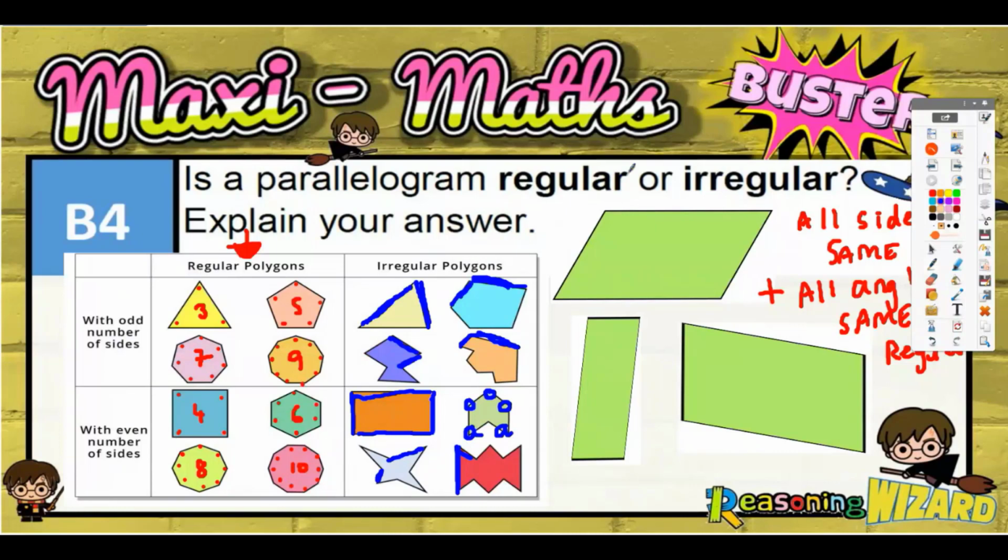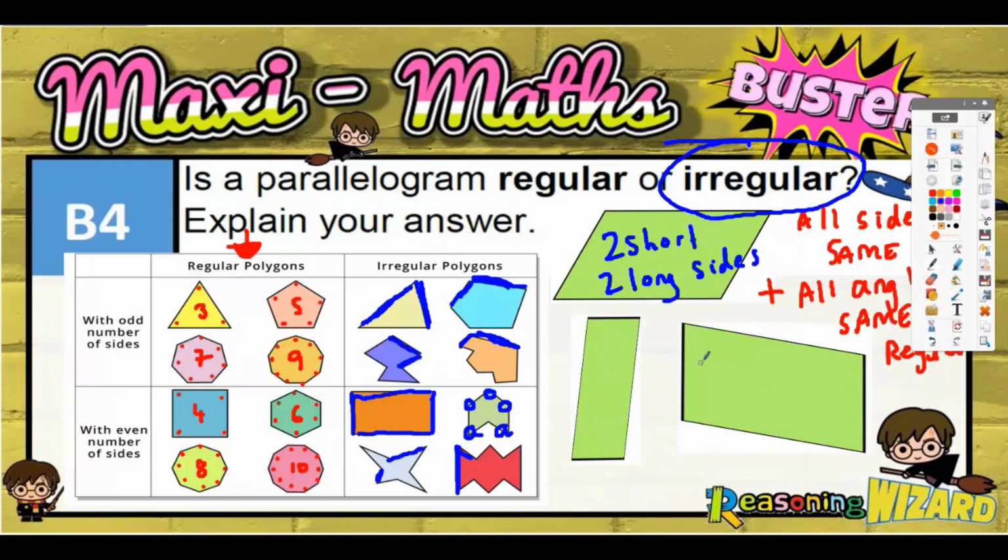So back to the question, is a parallelogram regular or irregular? A lot of people make the mistake on this of thinking it's regular, but it is definitely irregular. A parallelogram is basically like a wonky rectangle. It's got 2 short and 2 long sides. And straight away, what that means is that not all the sides are the same. If not all the sides are the same, it must be irregular.